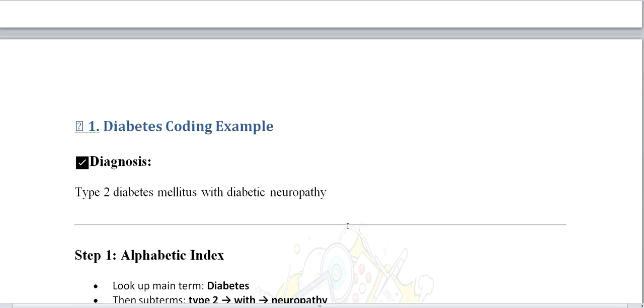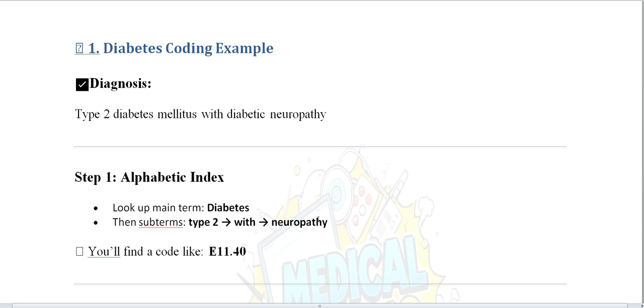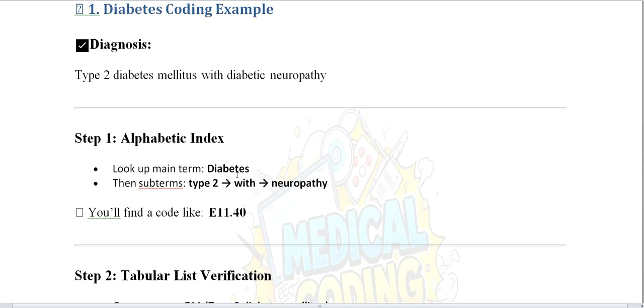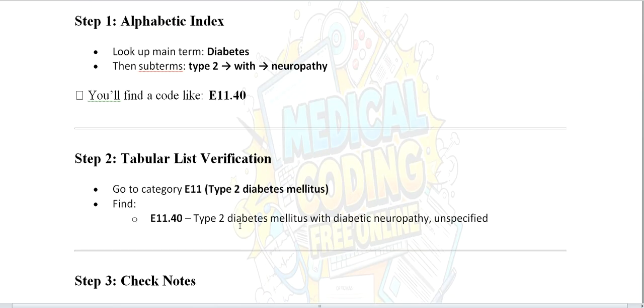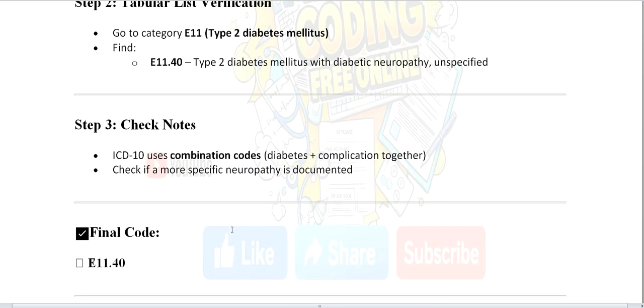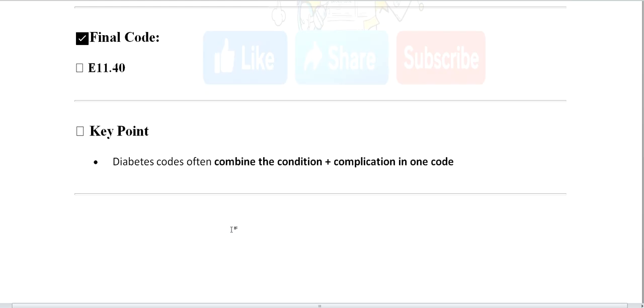For example, diabetes coding: type 2 diabetes mellitus with diabetic neuropathy. In the alphabetic index, look up the main term diabetes, subterm type 2, with neuropathy. So you will find a code like E11.40. Tabular list verification: category E11 type 2 diabetes mellitus. Find E11.40 type 2 diabetes mellitus with diabetic neuropathy, unspecified. Note that ICD-10 uses combination codes, diabetes with complication together. Check if a more specific neuropathy is documented. Final code E11.40. So the key point is that diabetes codes often combine the condition plus complication in one code.